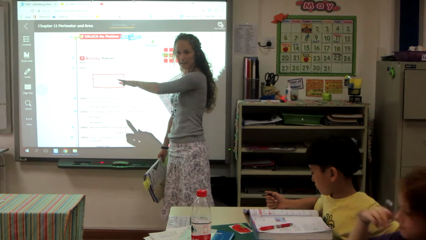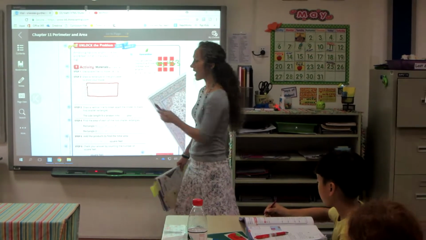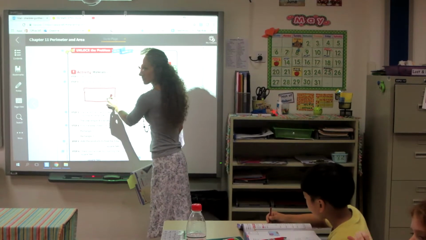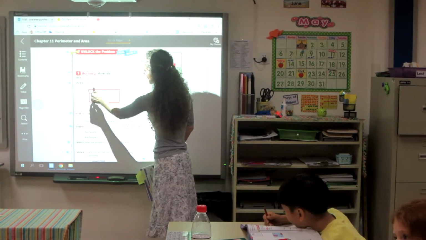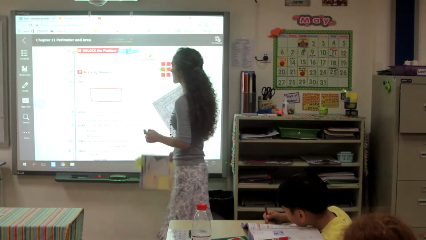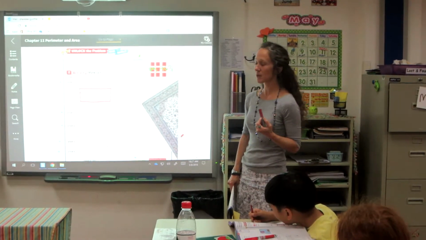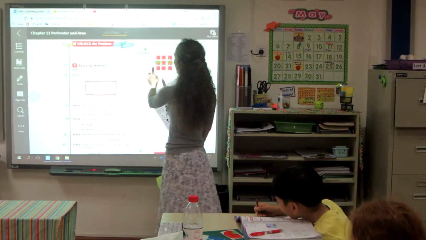This is her rug, right? What is the column again? Column goes down, so we've got 9 columns, right? These are rows, these are your columns. So right now we could take 4 times 9 to find our area, right? But we're going to practice breaking it apart.